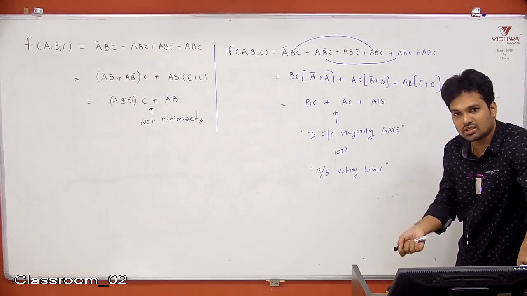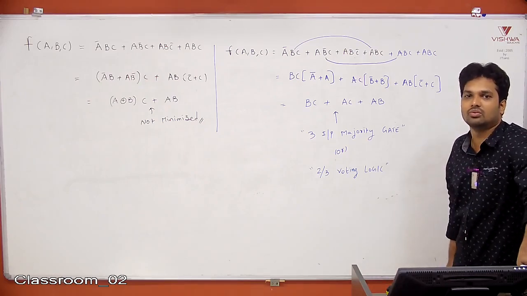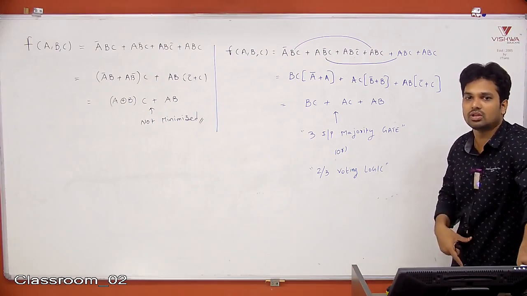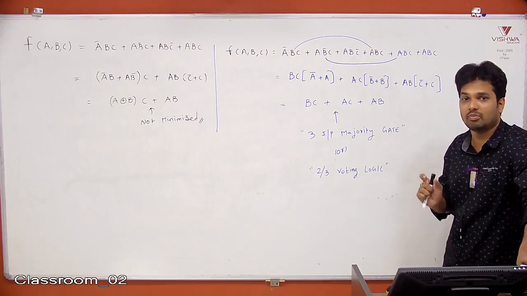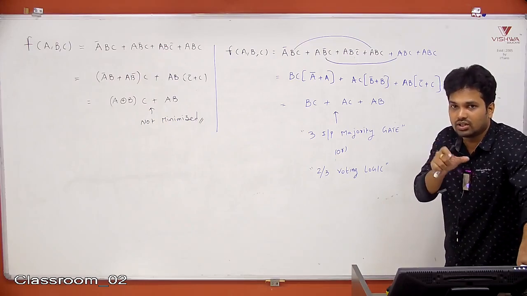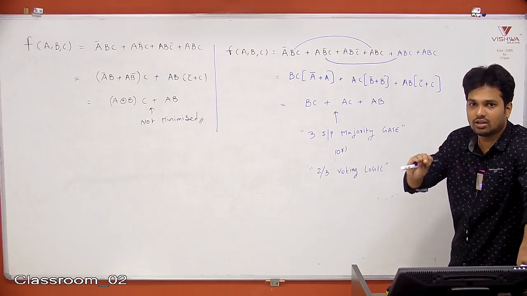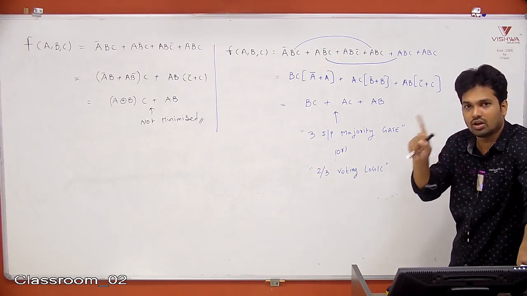Majority of inputs are 0, your output is 0. Majority of inputs are 1, you will get 1. Majority of inputs are 0, you will get 0. What is the meaning of majority here? Out of the 3, what is the meaning of majority? Minimum 2. So out of the 3 inputs, minimum 2 inputs are 1, output is 1.